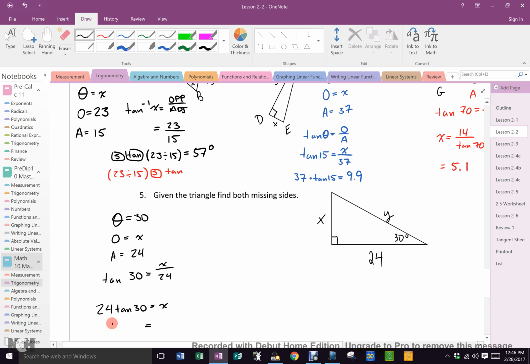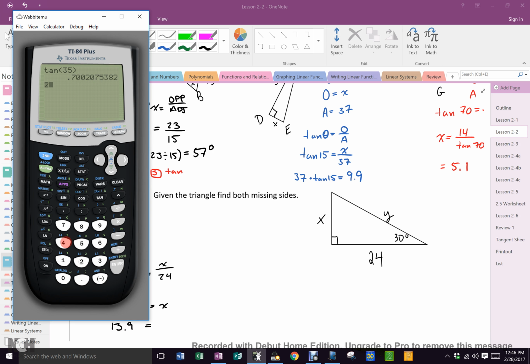All right. So we are going to write 13.9, but we're not going to clear our calculator. So here is what your calculator should be showing you. 24 tan 30, close brackets, equals. Everyone should be looking at that number, yes? Now, is there another piece of information missing from this triangle? What is it? No, we have the adjacent. The hypotenuse.